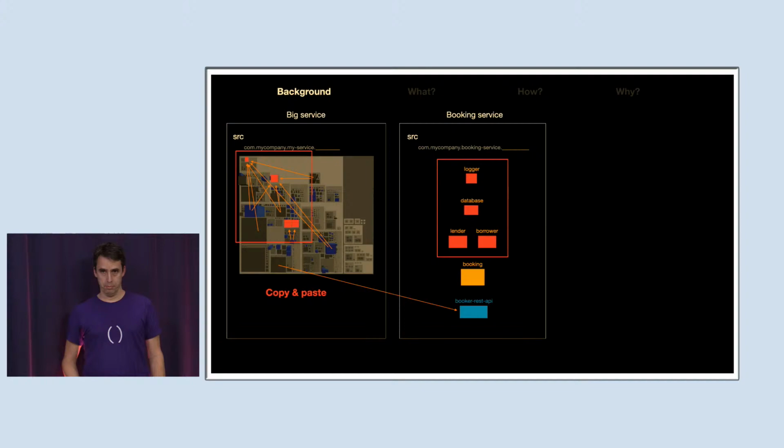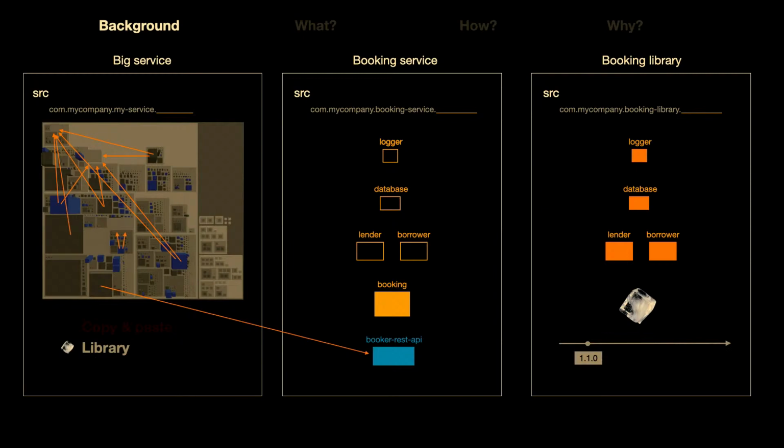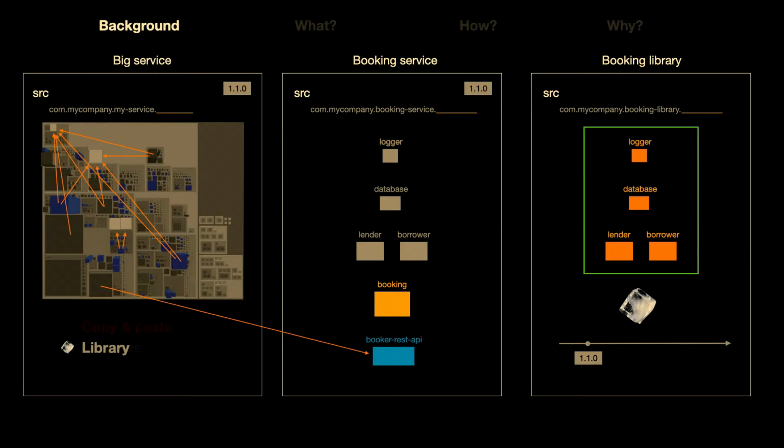What if we create a library of those building blocks? So let's do that. We create a new project with a source folder and a top package, and now we can just move the code into here. So that's great. If we freeze the code into a library, we can now use the code from those other two services here. That's kind of good. And the good thing now is that we can work with all our code from one place, so we can get rid of the code duplication that we had.